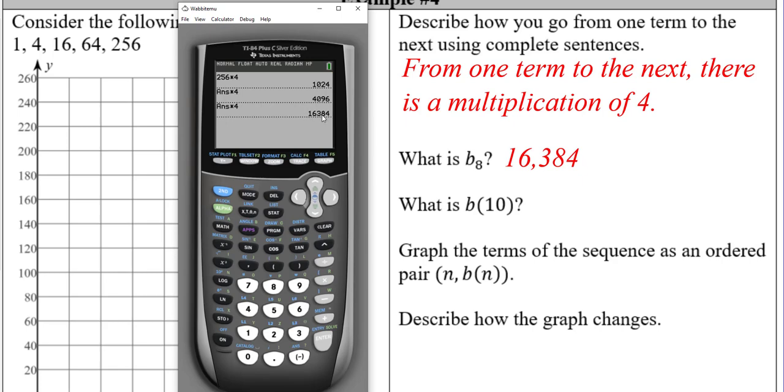16,384. That is what I got. So that is correct. So let's think about this. If I am multiplying by 4, then multiplying by 4, then multiplying by 4, how could I do that in one simple keystroke? Well, I will show you right here.